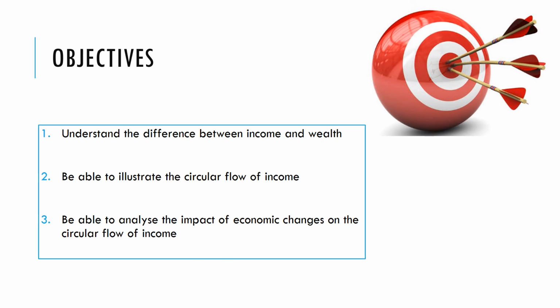So in this video, we've looked at the difference between income and wealth, and then we've used this concept of income to look at the flows of income around the economy, and then using the idea of injections and withdrawals to predict what might change in our circular flow. And lastly, we can use this model to look at the impact of economic changes on the circular flow and make predictions or try and explain increases in national income or GDP.